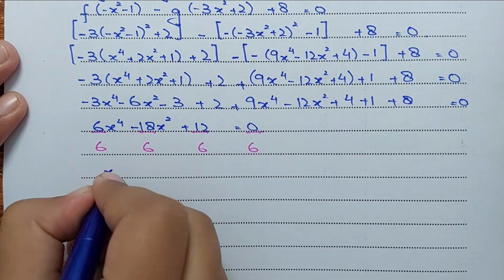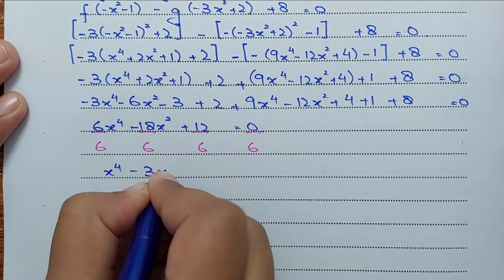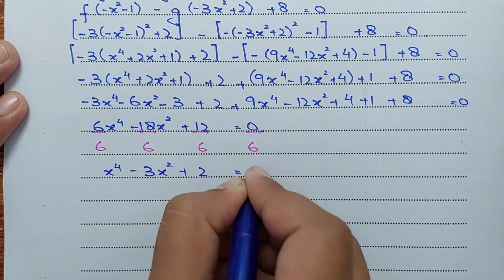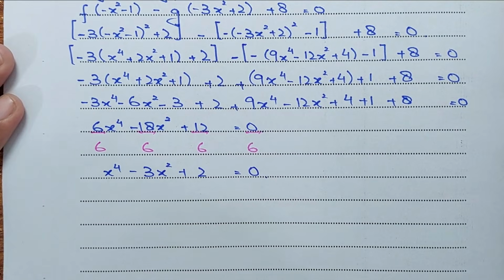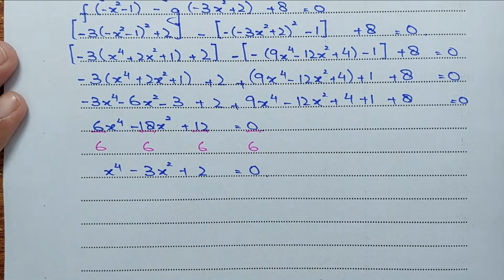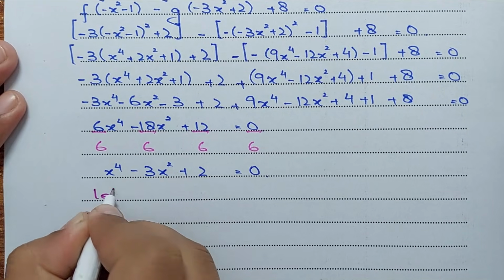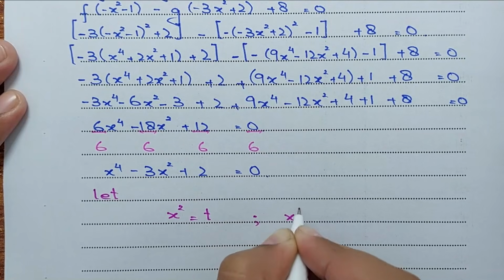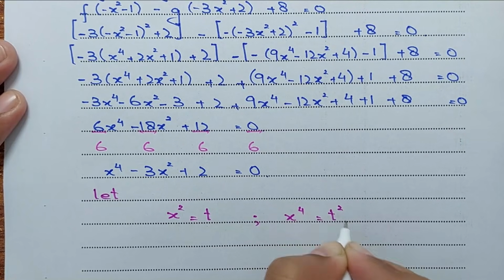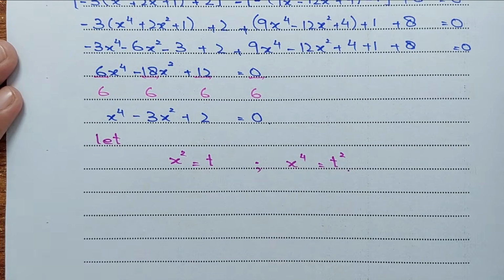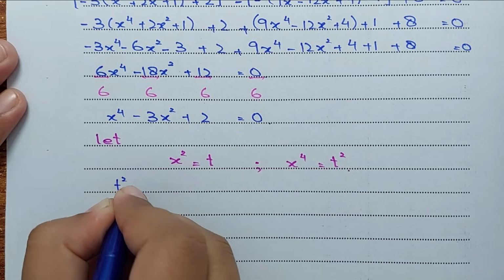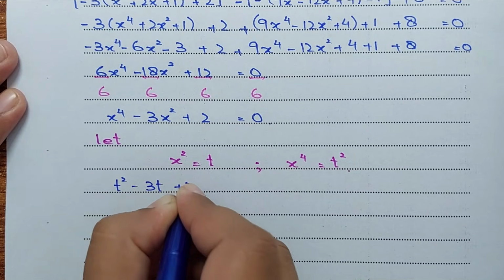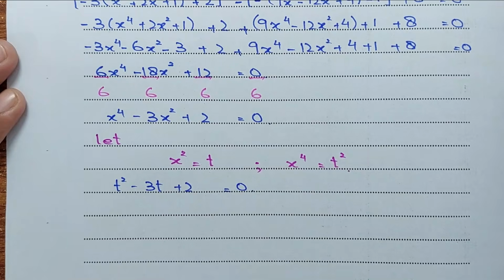Okay, so x to the power 4 minus 3x to the power 2 plus 2 equals 0. Now this looks like a quadratic equation, but here we have to do a substitution. We can say let x square equal t and x to the power 4 equal t square, and solve for the equation. Now this is t square minus 3t plus 2 equals 0.